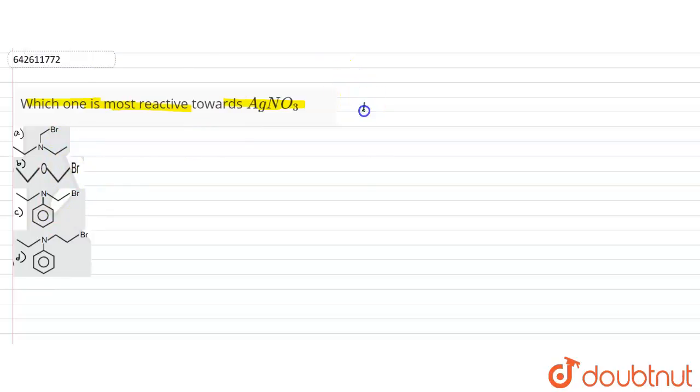Now if I write a general equation, this is RBr, which is treated with AgNO3. There is a formation of AgBr, and along with this, first it will convert into R positive ions, and then if this is stable, it will react with NO3, the negative part from here, and that will become RNO3. So the reaction will depend upon this intermediate.